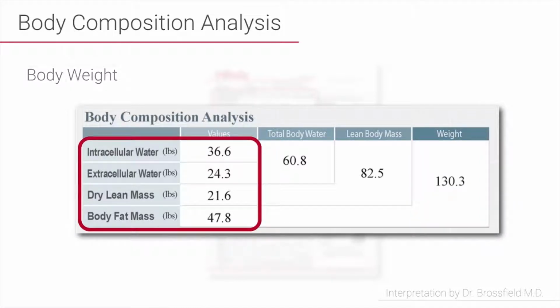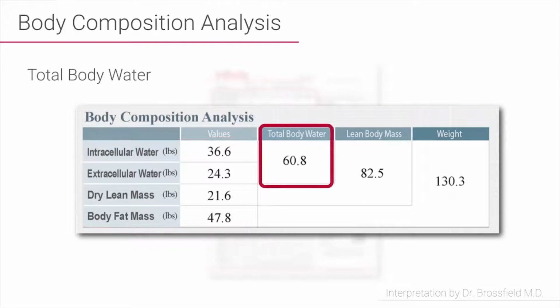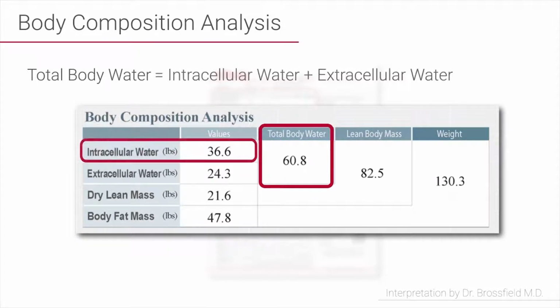So the first compartment we want to look at is body water. There's water that's inside your cell and outside your cell, and that together makes up your total body water. Total body water is an approximation of muscle because water is stored in the muscle, and so this is your muscle content in your body.